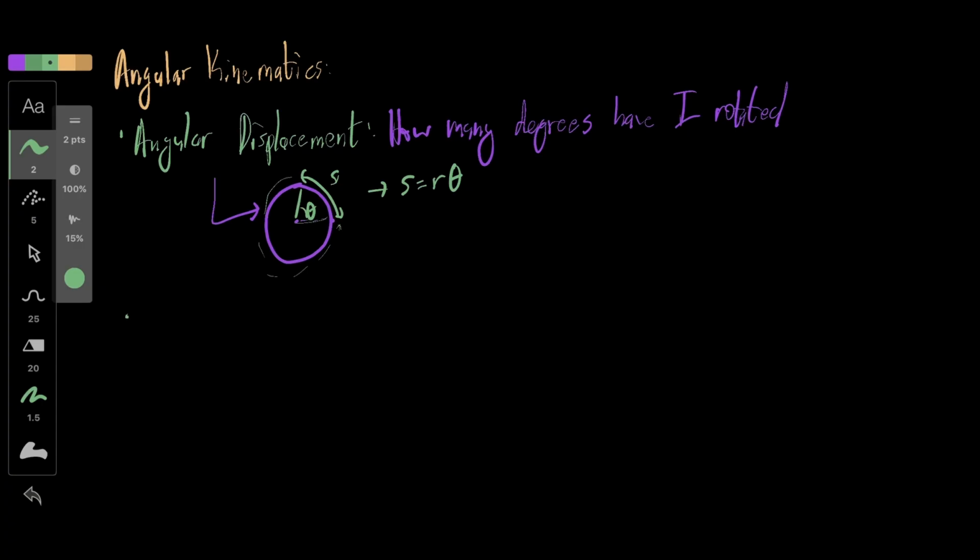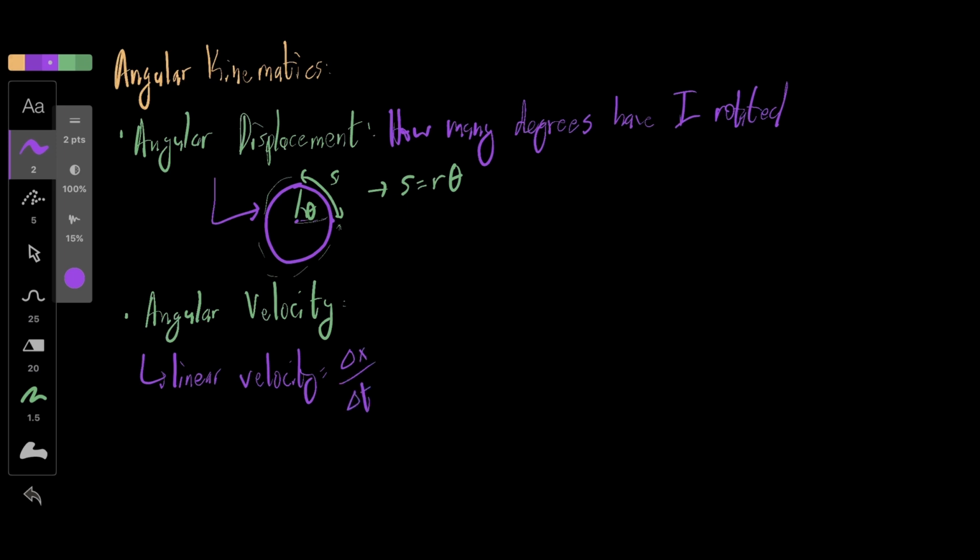The second quantity that we are going to talk about is angular velocity. Well, what is angular velocity? Well, we know that linear velocity is equal to linear displacement, or delta x, over time. Or at least, this is the average velocity. Instantaneous velocity is different, requires calculus, but not the point for this video.